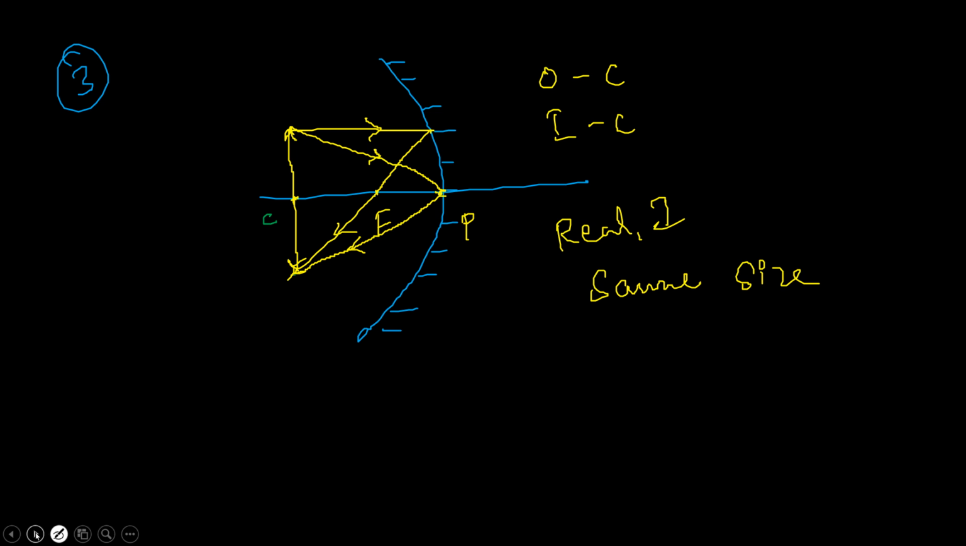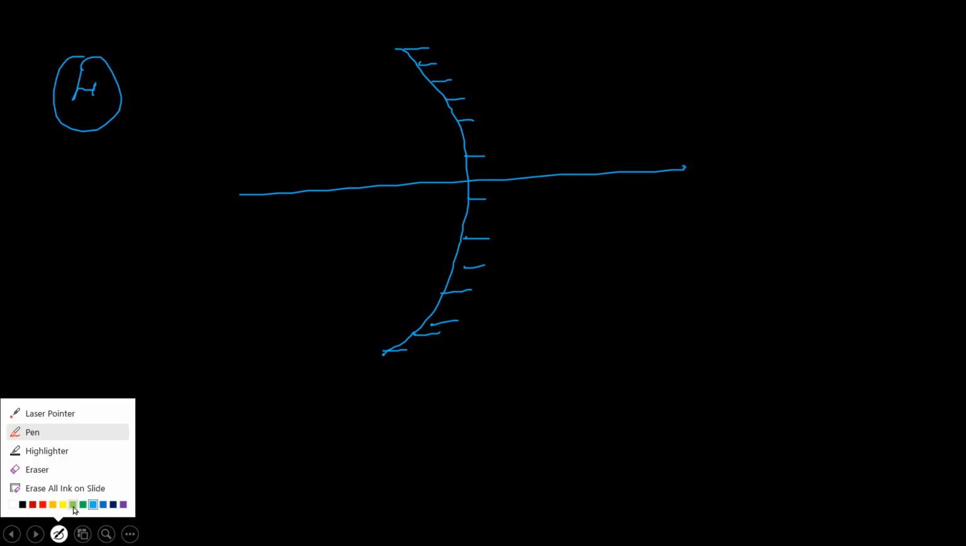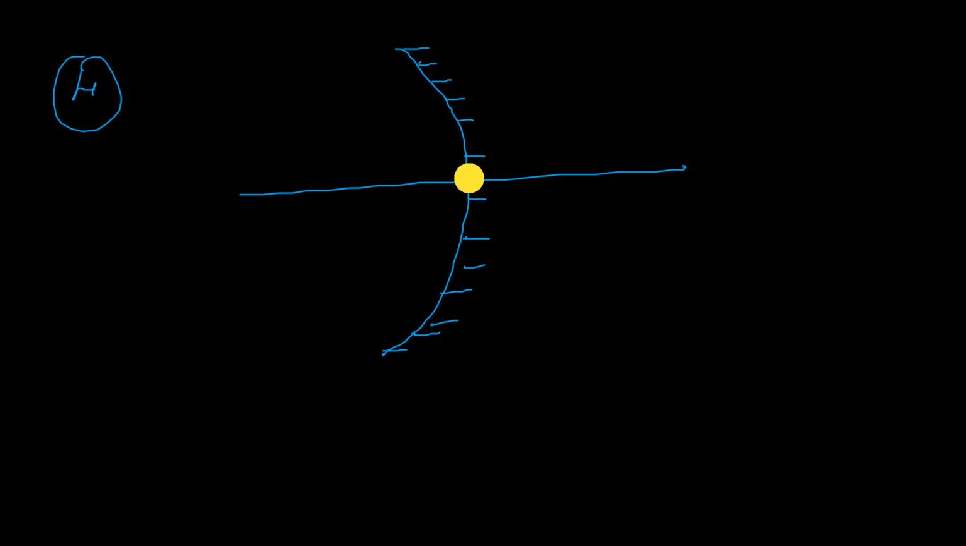And the fourth one, so we are talking about fourth one. So I'm considering like this. So pole. So here is the pole, focus, and center curvature. Object is placed between C and F.